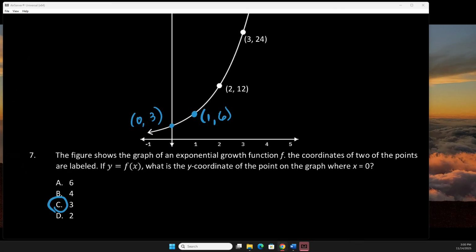So you can think of multiplying by 1/2 as we go backwards, or dividing by 2, however you want to think about it. Right, and then you can just double check moving forward. We're multiplying by 2, so 2 times 3 is 6, times 2 is 12, times 2 is 24.